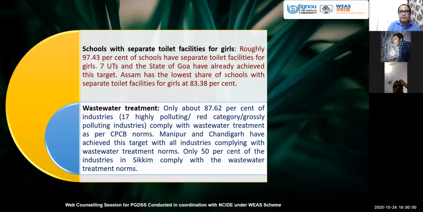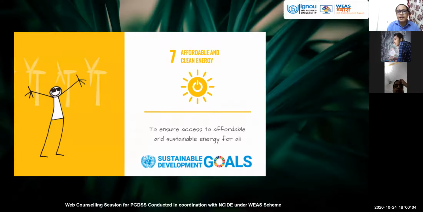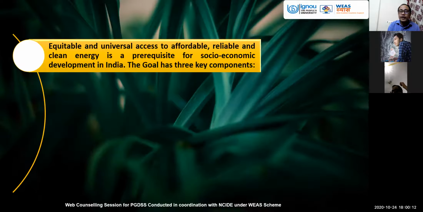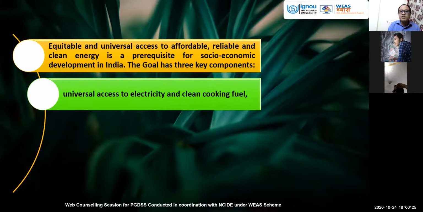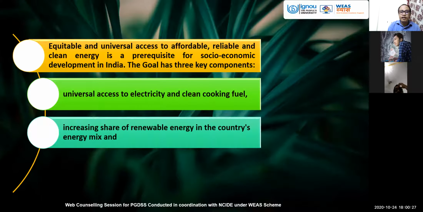And CPCB is taken care of that. Then the number 7 is affordable and clean energy. Under that, we need to ensure access to affordable and sustainable energy for all. That's why the first point is availability, acceptability, affordability. That's important. Under that, we have universal access to electricity and clean cooking fuel.